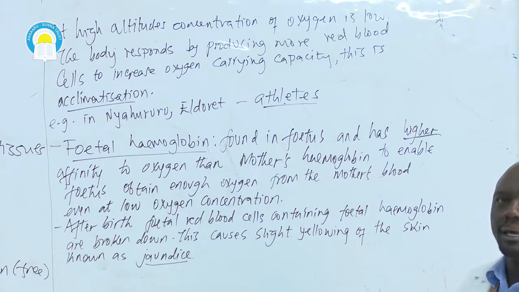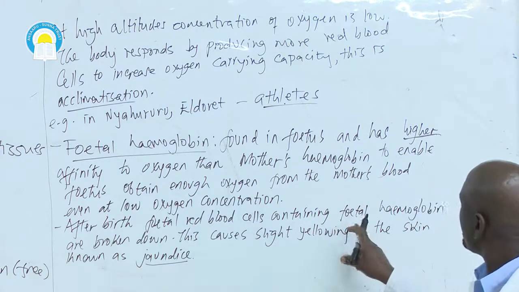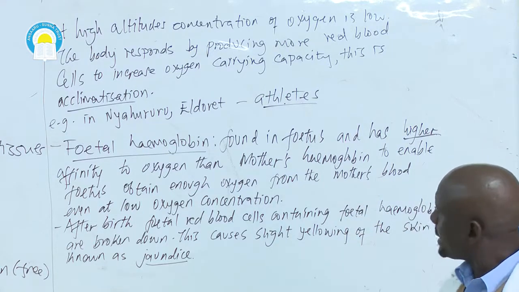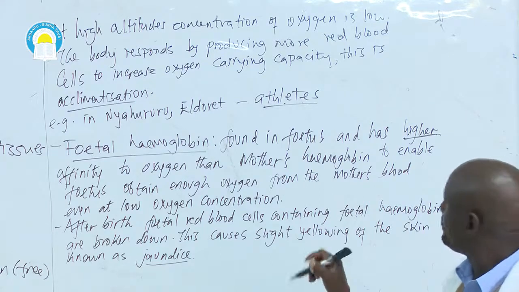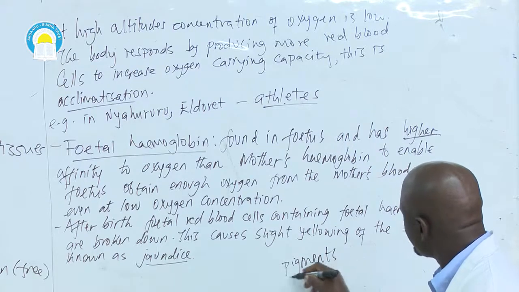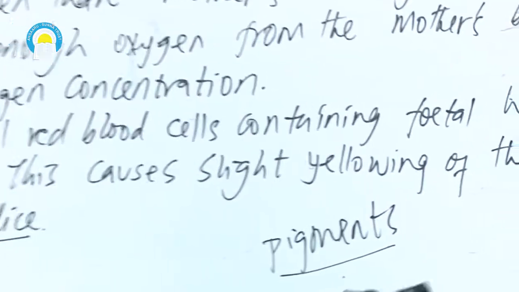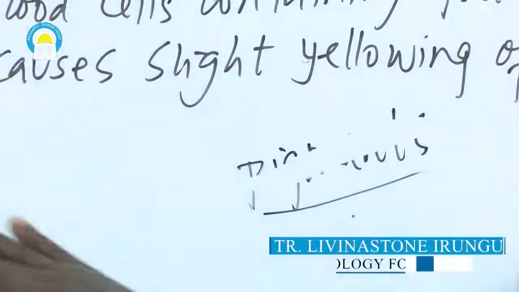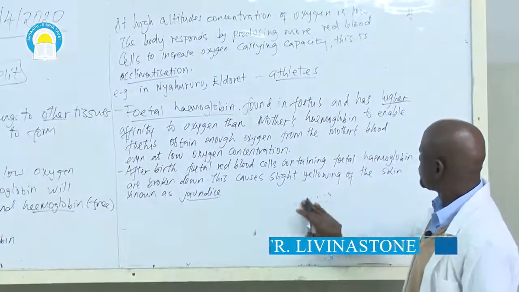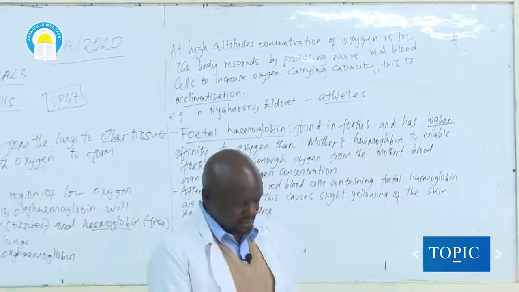Nothing will be impaired. But after birth, the fetal red blood cells that contain what we call the fetal hemoglobin will break down. As they break down, they release the pigments that are found in the hemoglobin. After they release those pigments, the skin of this newborn may appear slightly yellow, and this condition is known as jaundice, but it clears within 2 to 3 weeks. So that's what happens to the fetus.